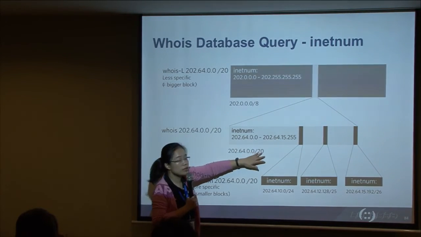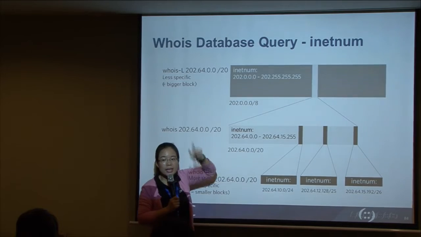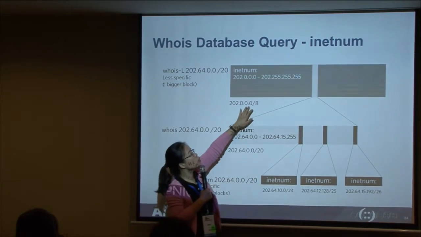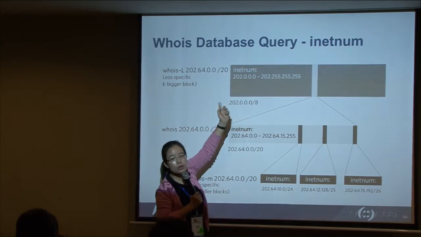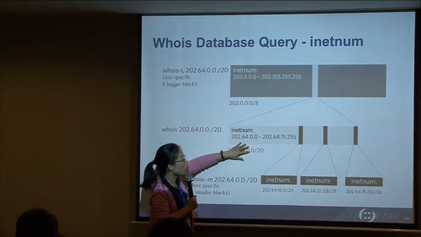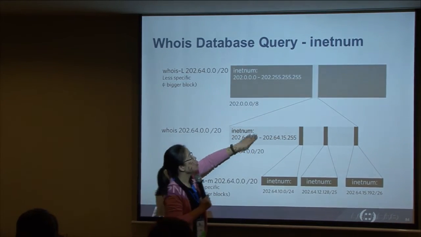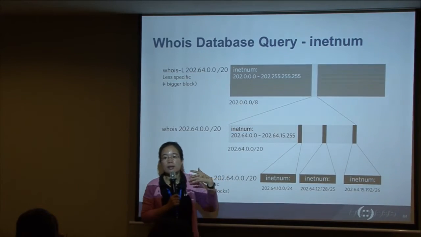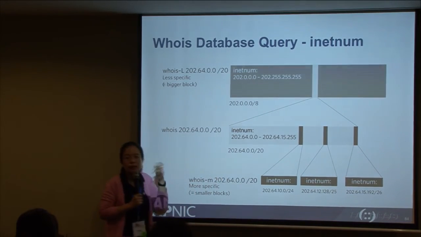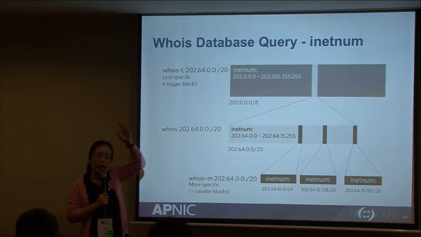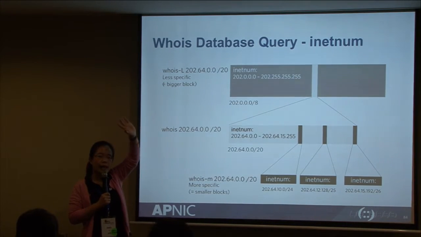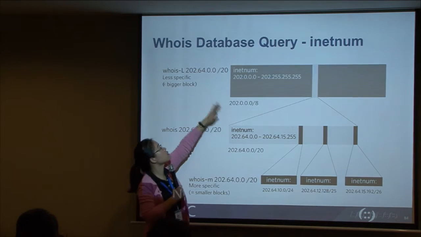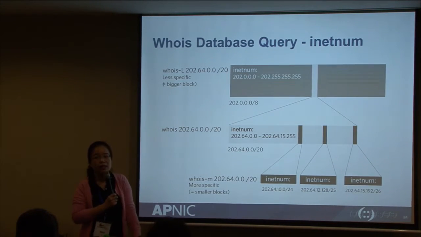So, for example, if I want to query slash 20, and I choose the less specific, it will go to the slash 8, and all the less specific will go to 0.0.0.0. So from the small blocks to the larger blocks is the less specific way. So go to the higher one: from ISP, go to APNIC, from APNIC, go to IANA. So this is the less specific, larger block.